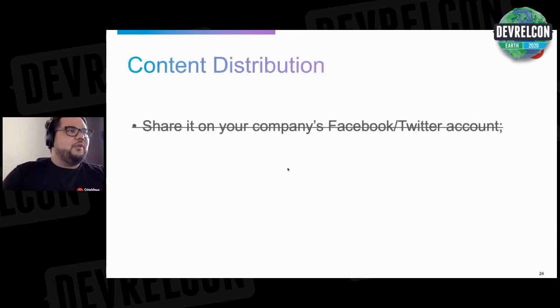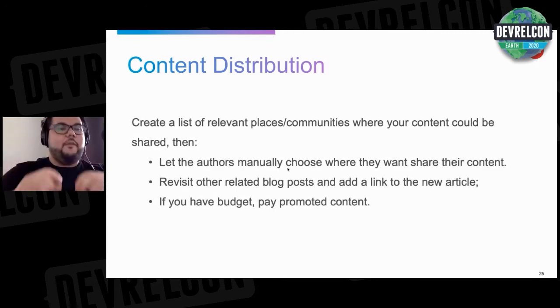One thing that I see people doing is, okay, I publish my blog, so my company just shares it on Facebook and Twitter. That's not content distribution. What you should be doing instead is, hey, let's create a list of relevant places and communities where we should share this content and make people read it. Like, we want to find the readers, right?